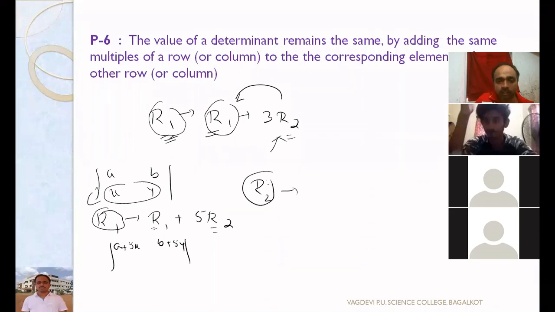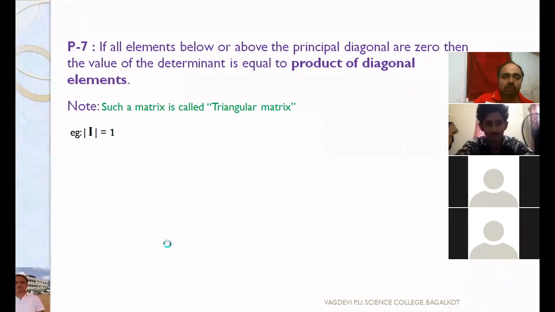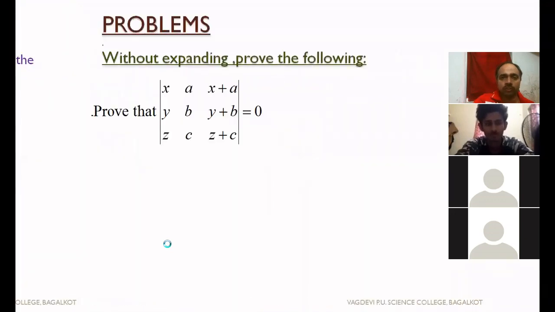Only what we write on the left side will change. What is on the other side does not change. So r2 will not change. I have written r1 on the left side. Only that will change. So r1 plus 5r2 means a plus 5x, b plus 5y. Here we wrote 5 into r2, but it does not change. So that will be as it is. Okay. This is property 6. This is actually a very important property while doing the problems. Now we'll go to the problems.